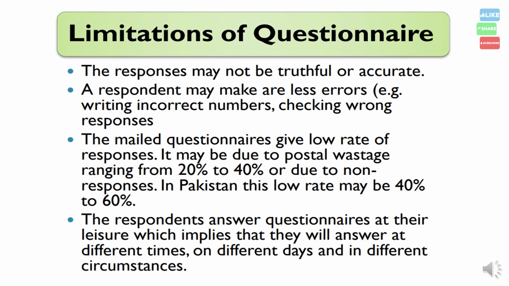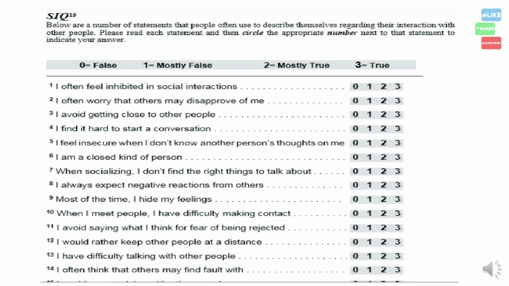The next limitation is that respondents answer the questionnaire a year earlier, which implies that they will answer at different times or different days and in different circumstances. So this is one form of the questionnaire.